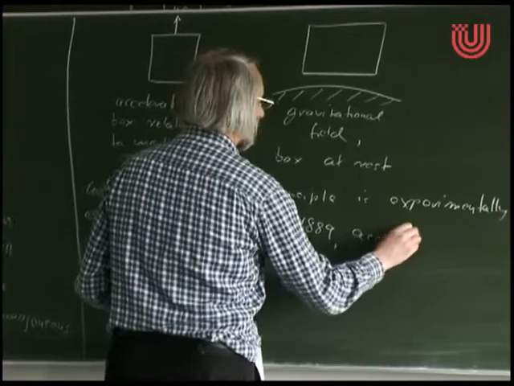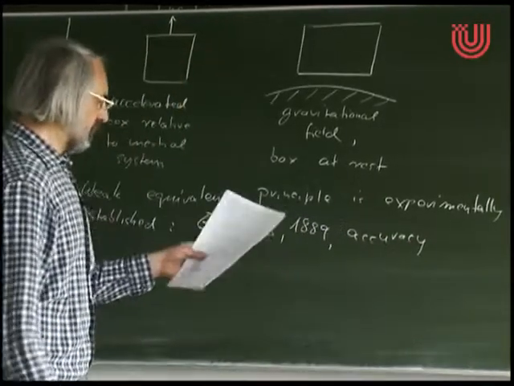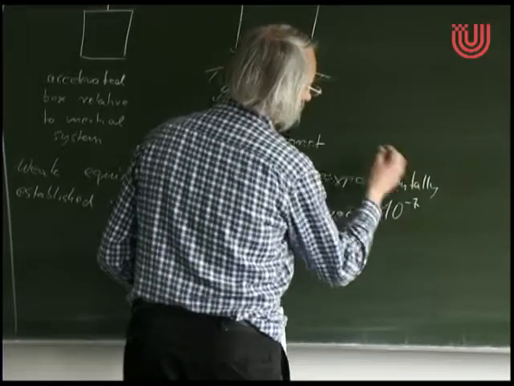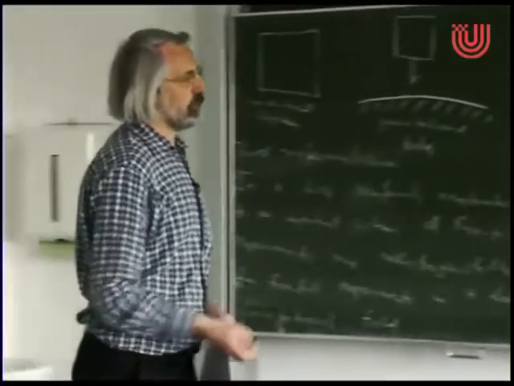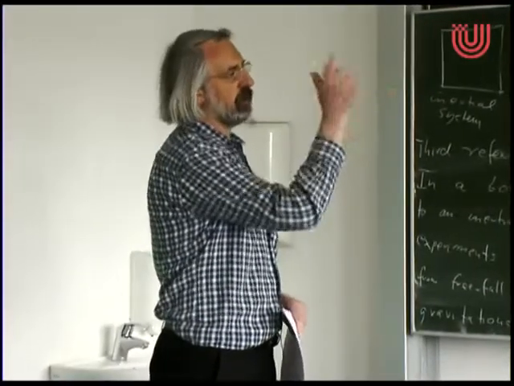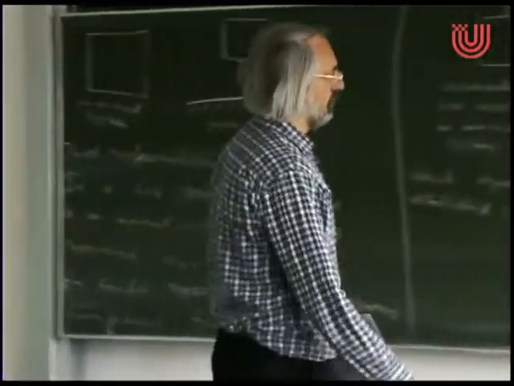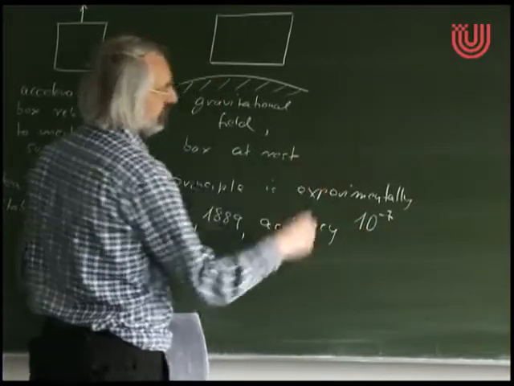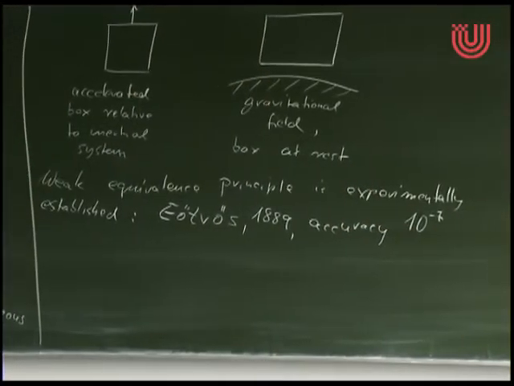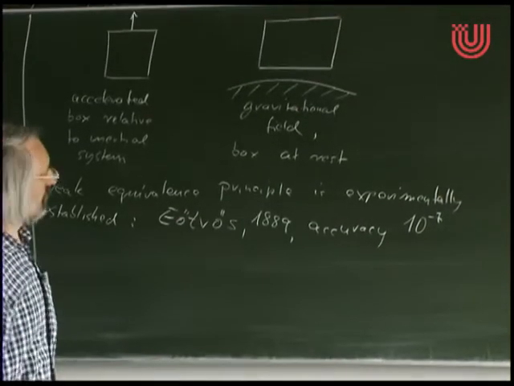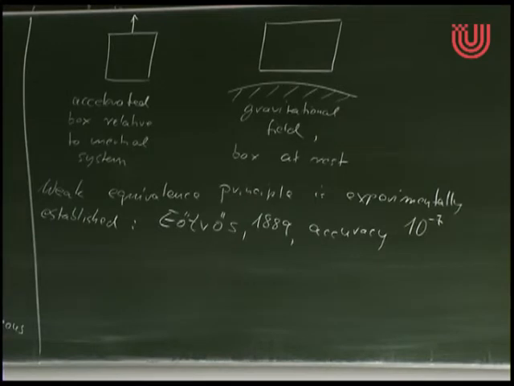And the relative accuracy was 10 to the minus 7. So the possible error divided by the quantity itself: the difference between inertial mass and gravitational mass divided by the inertial mass could be verified up to 10 to the minus 7. So this was already a fairly good result. That was the situation when Einstein thought about the equivalence principle. It was already fairly accurately established at this time. Nowadays we have better values.